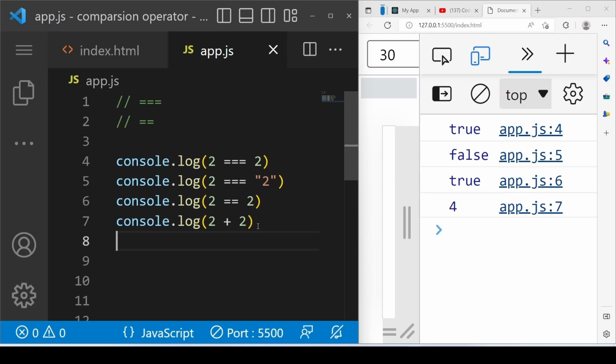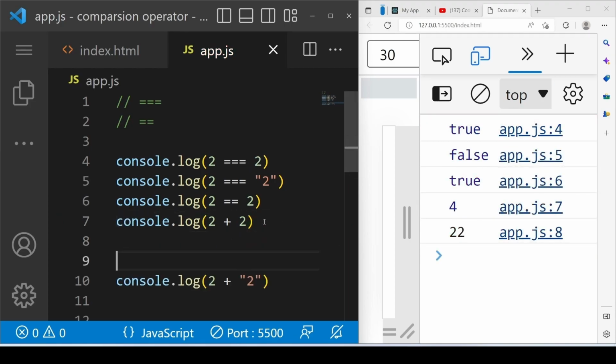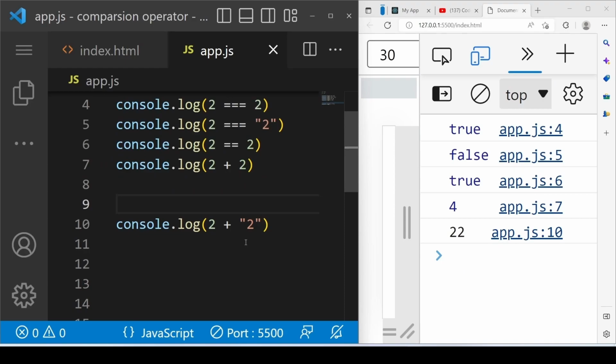Let's discuss the plus operator. When used with two numbers, such as console.log 2 plus 2, it performs addition and gives us the expected result, 4. However, when used with a number and a string, like console.log 2 plus string 2, it performs concatenation, joining the number 2 with the string 2. As a result, the expression evaluates to the string 22.